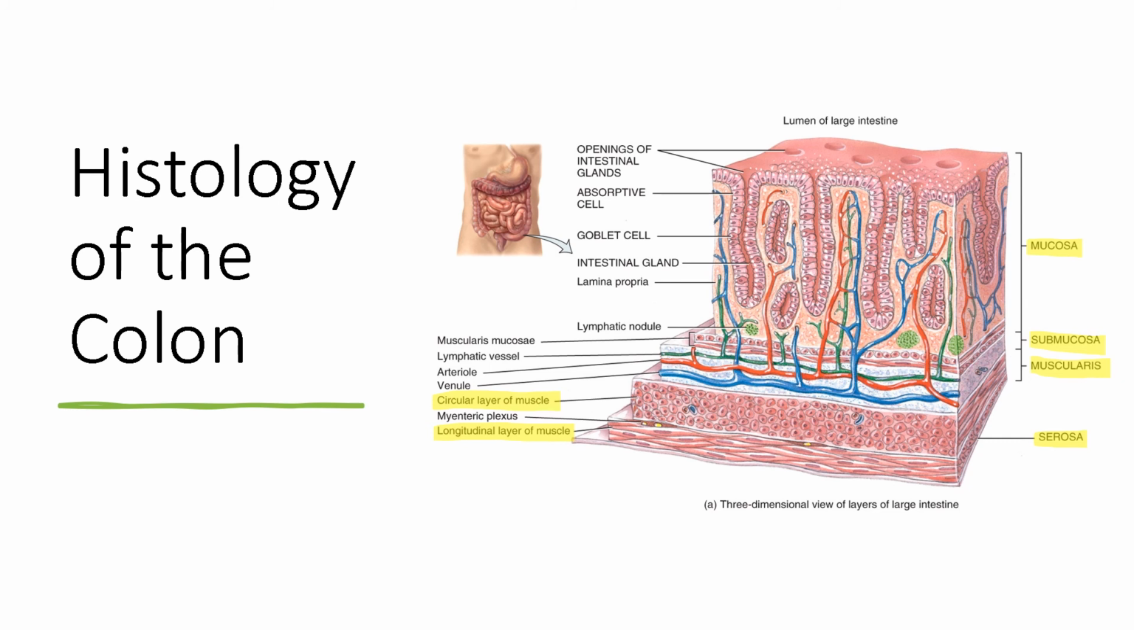Now, as you can see, the mucosal layer does look similar to the mucosal layer of the small intestine, but the pits, or the big divots in the mucosa, are not as large in the large intestine as we saw in the small intestine. We just have these smaller openings to the intestinal glands instead of the pits that we saw with the small intestine.